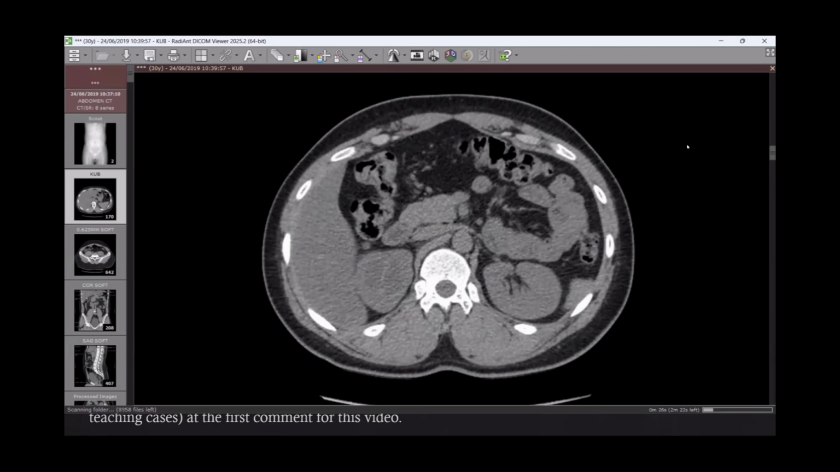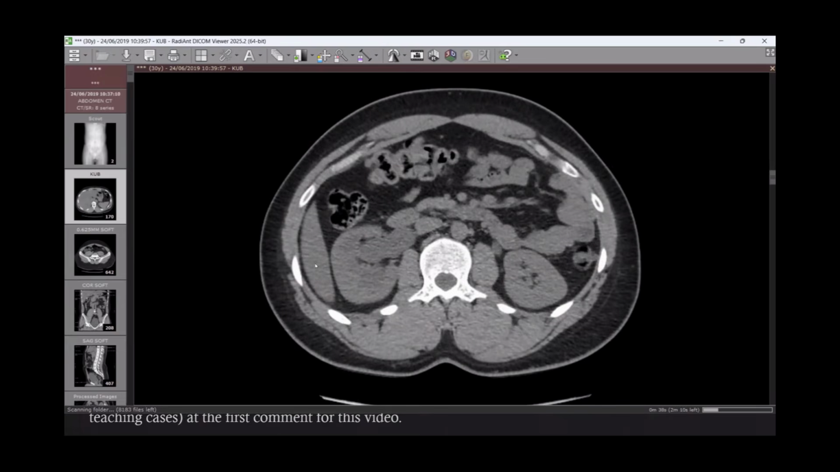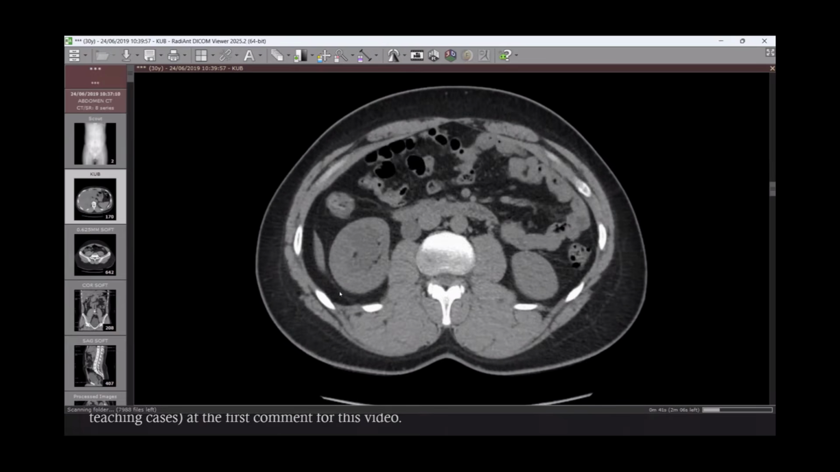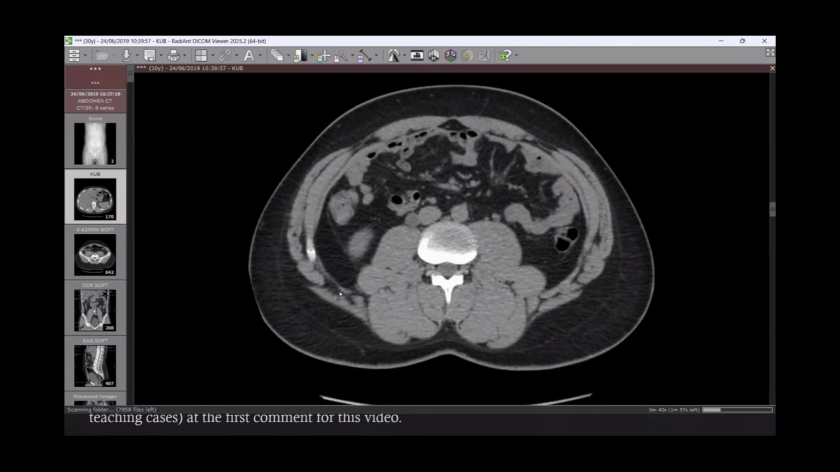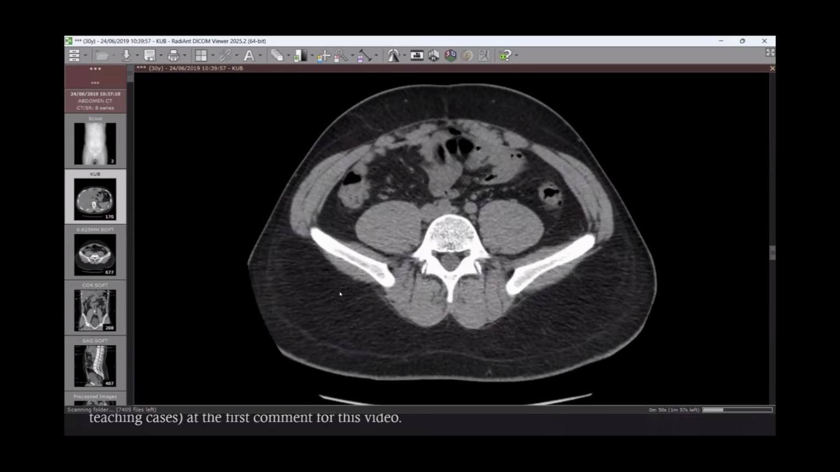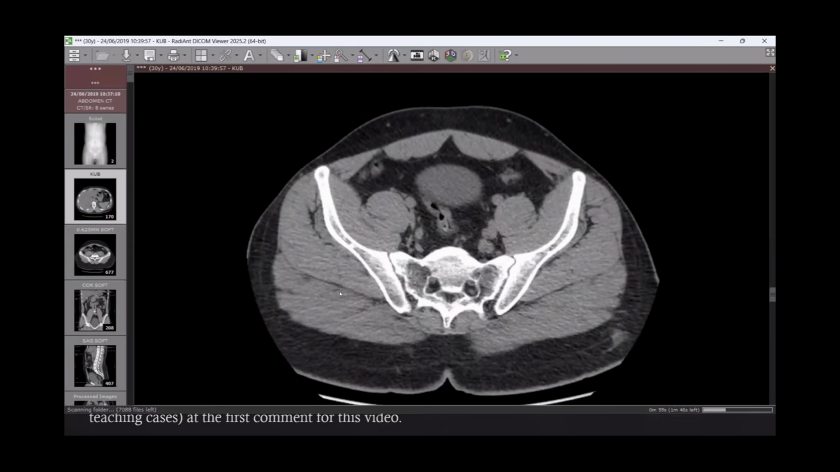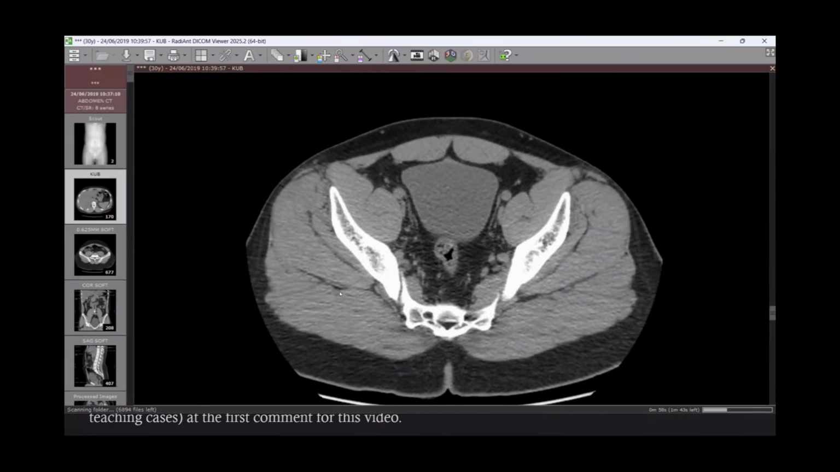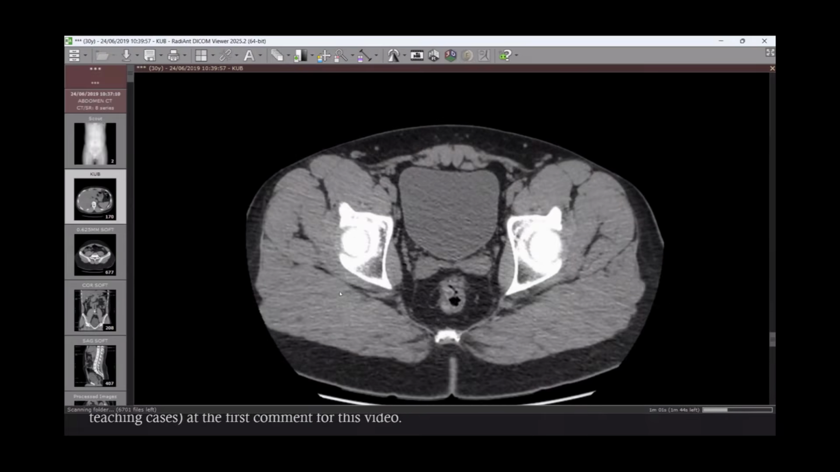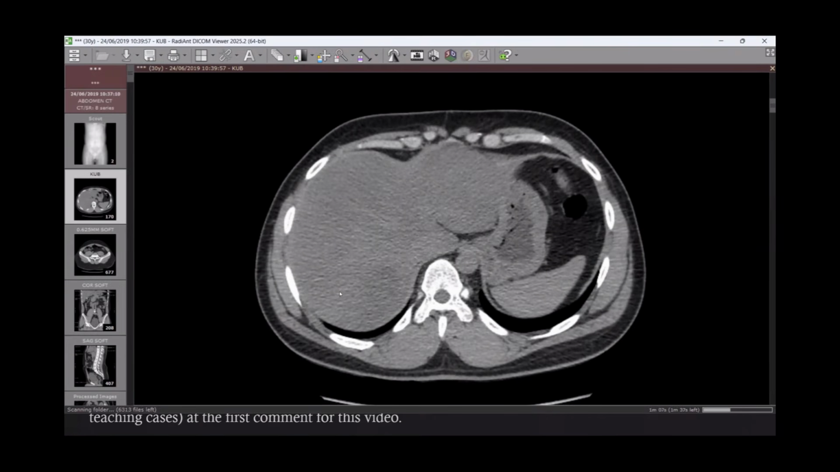A patient with right loin pain, and the CT urinary tract was requested by the physician. I'm trying to scroll now through the images. I'm presented with an axial non-contrast CT scan of the abdomen and pelvis for a patient complaining of right loin pain. I'm scrolling down now in the pelvic region. I think the pelvis is unremarkable.